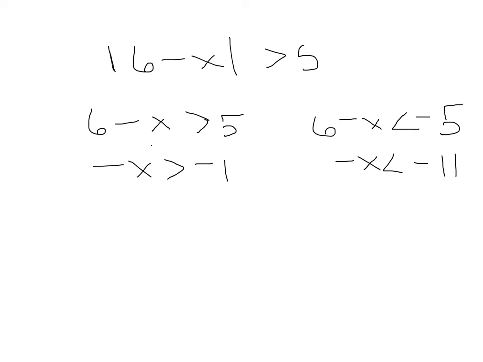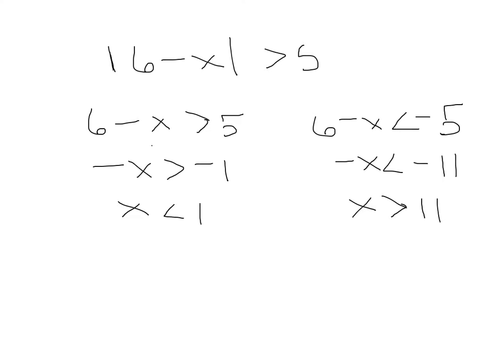And again, in each of these, I need to divide by a -1 so that I'm left with just x on the left-hand side. But because I'm dividing by a negative, I need to reverse the order. So I'm left with x is less than 1, and I'm also left with x is greater than 11.